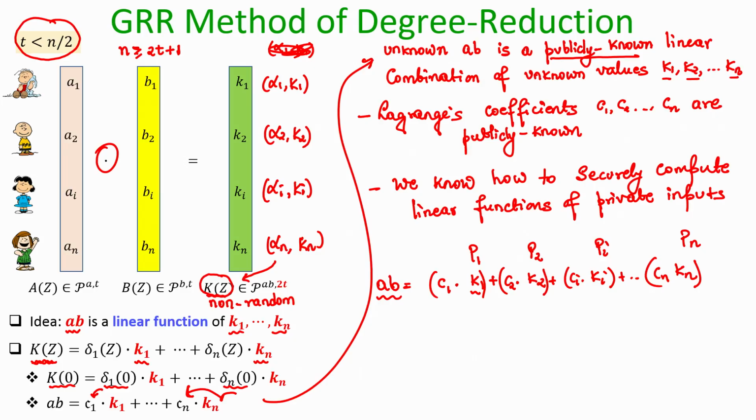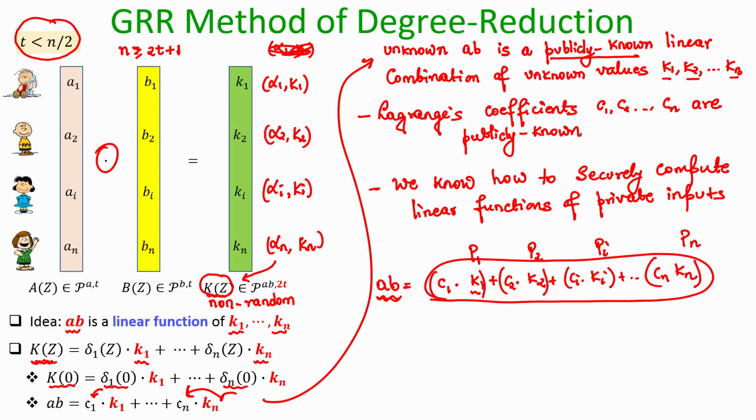We do not want to make A public, we do not want to make B public in the degree reduction problem, and we do not want to make AB also public. Somehow we want to obtain shares of AB lying on a random t degree polynomial, and computing shares of AB is equivalent to computing this linear function in a secret shared fashion. And remember, we had already seen how to securely compute linear functions in a secret shared fashion, right. That was our starting point to discuss the BGW protocol.